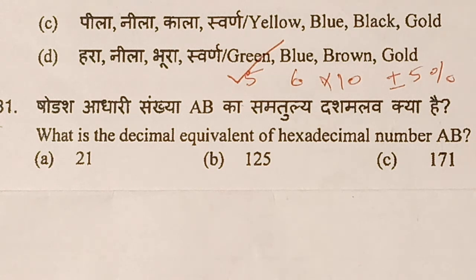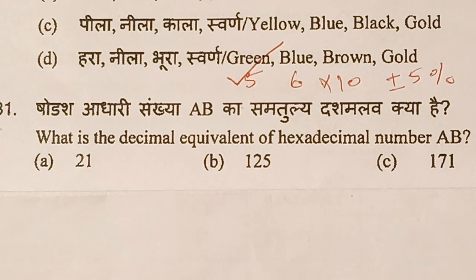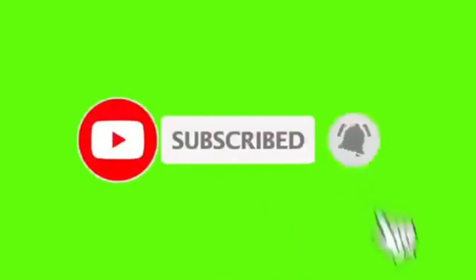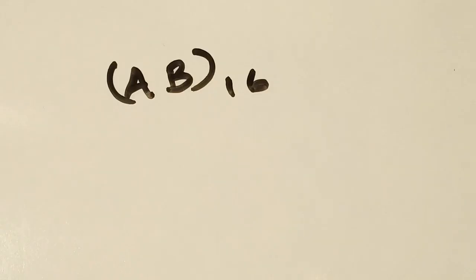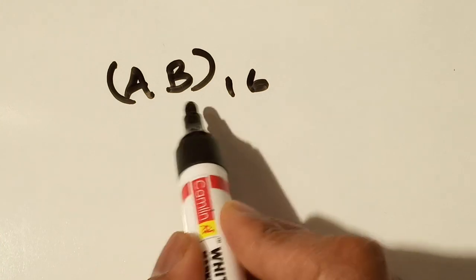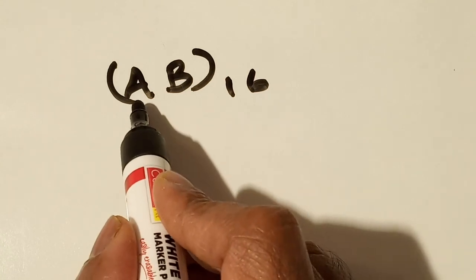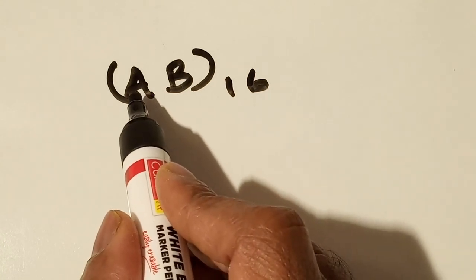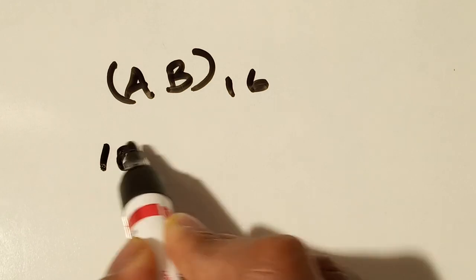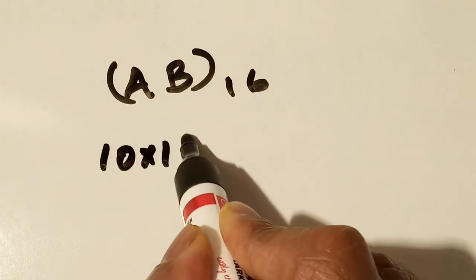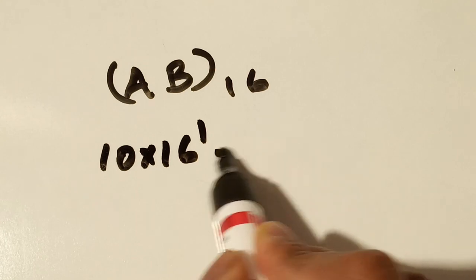Question number 31. What is the decimal equivalent of hexadecimal number AB? This is the given number AB in hexadecimal. We have to convert this number to decimal. So A is 10 in hexadecimal. So 10 multiplied by 16 to the power 1 plus B.